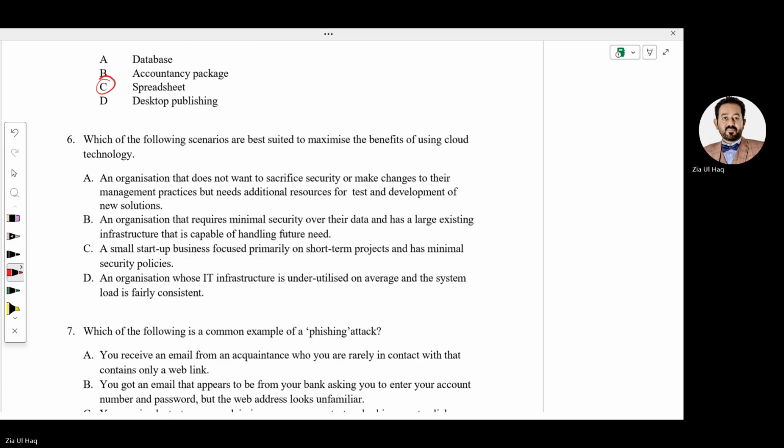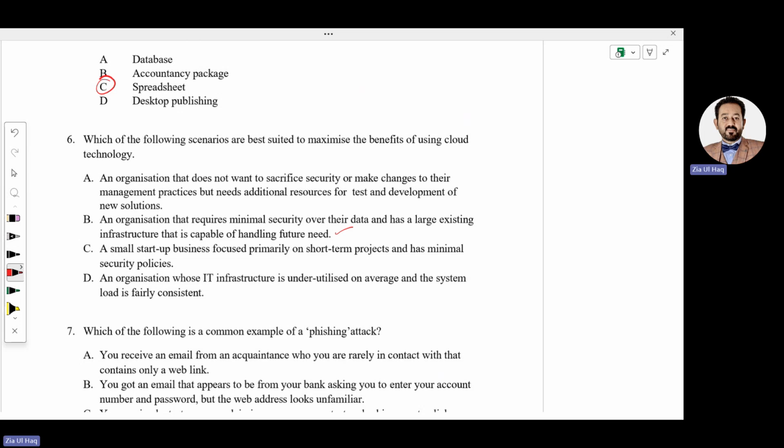For security is fine. Or to make changes to their management practice? No, through database, you will change management practice. Be an organization that requires minimal security over their data and has a large existing infrastructure that is capable of handling future needs. Yes, for this, you need database. But you see, a small startup business focused primarily on short-term projects and has minimal security policies. No, for small, you don't need to bear the cost of database.